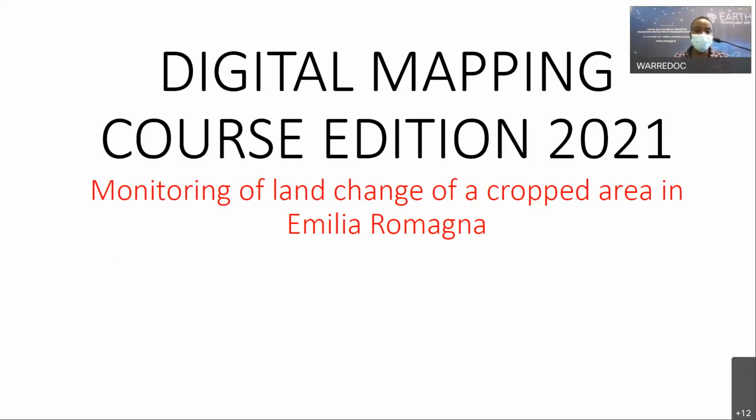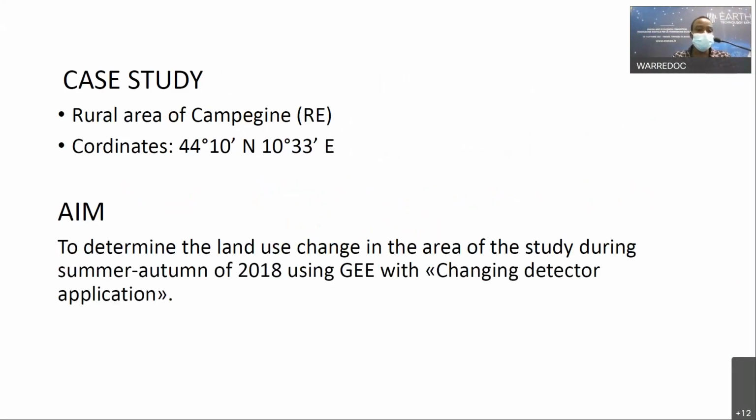Good greetings, and I'm representing the group of Nicolo and Pietro, and our topic was the monitoring of the land change of a crop area in Emilia-Romagna. The case study is in the rural area of the Campagna, which is in Emilia-Romagna, with the coordinates of 44 degrees 10 minutes north, 10 degrees 33 minutes east. Our aim was to determine the land use change in the area of study during the summer-autumn of 2018 using the GEE with the change detector application.